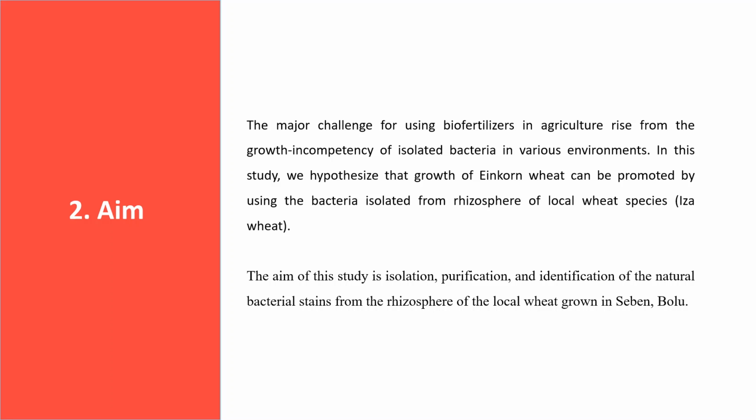In this study, we hypothesized that growth of einkorn wheat can be promoted by using the bacteria isolated from the rhizosphere of a local wheat species, locally called ESA wheat. The aim of this study is isolation, purification, and identification of the natural bacterial strains from the rhizosphere of the local wheat grown in Seven, Bolu.